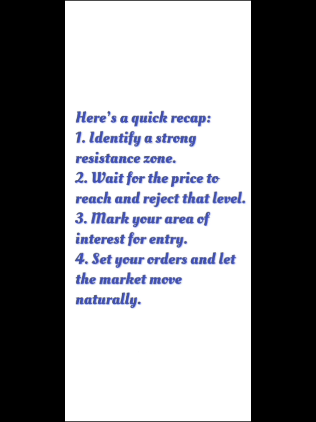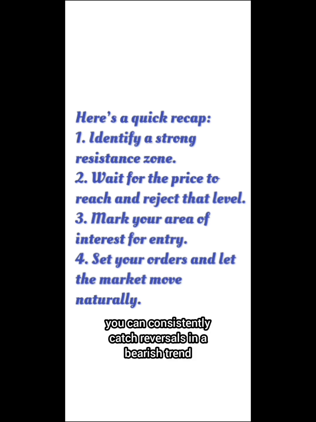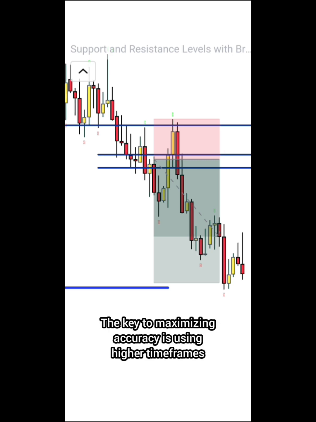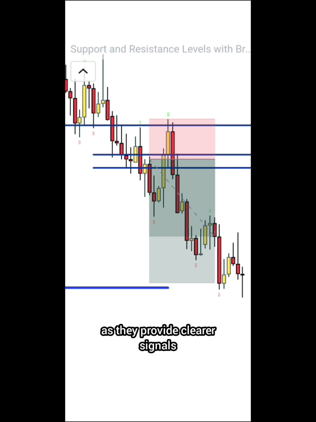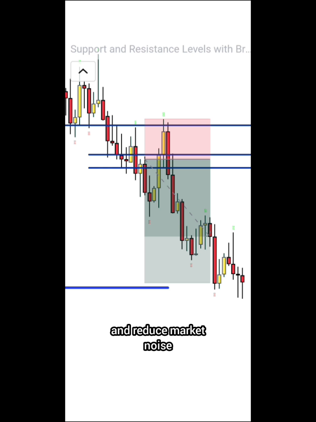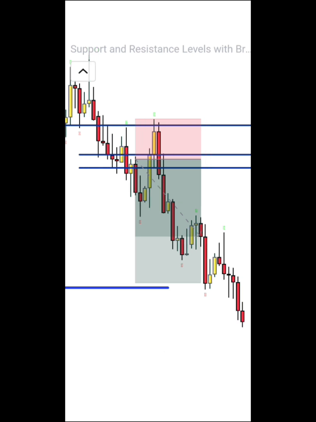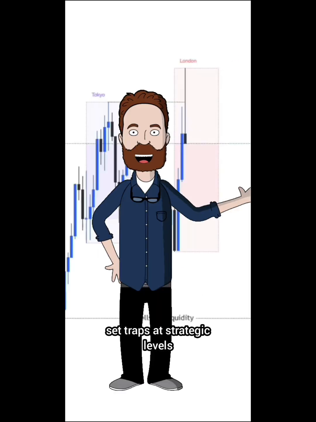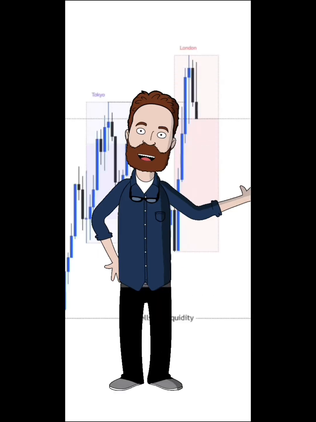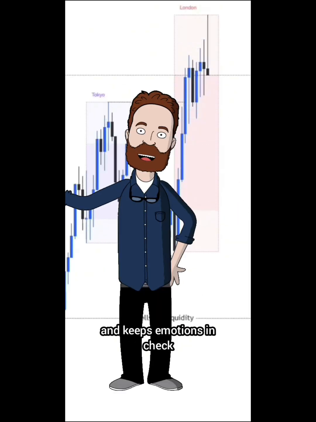By following this method, you can consistently catch reversals in a bearish trend. The key to maximizing accuracy is using higher time frames, as they provide clearer signals and reduce market noise. One crucial tip: patience is everything in Forex. Instead of chasing trades, set traps at strategic levels and let the market come to you. This approach increases your win rate and keeps emotions in check.